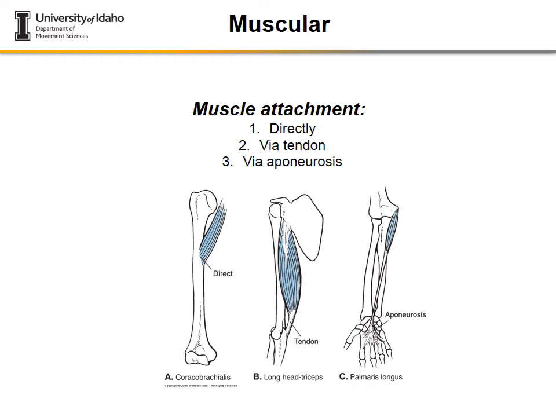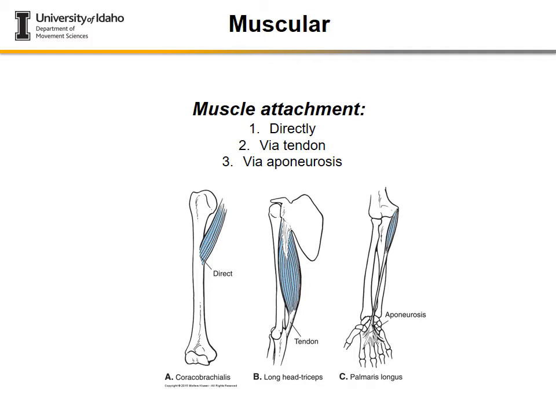Keep in mind now that there are many different ways that muscles attach to the bone and produce movement. They can do it directly, via a tendon, or via an aponeurosis. And this is really a component of how much force is required to transfer from the muscle to the bone in order to produce movement.